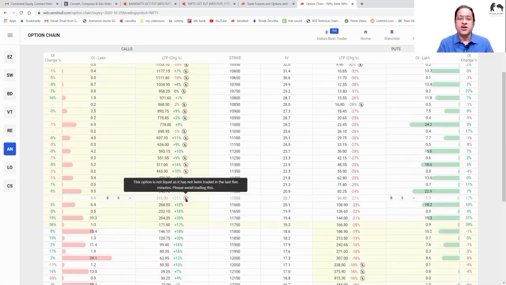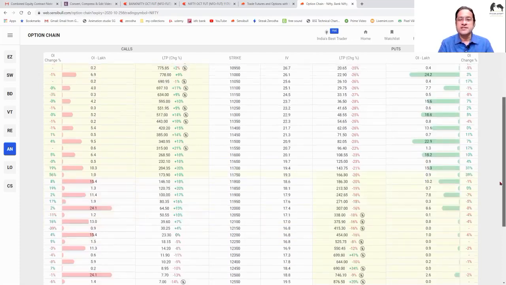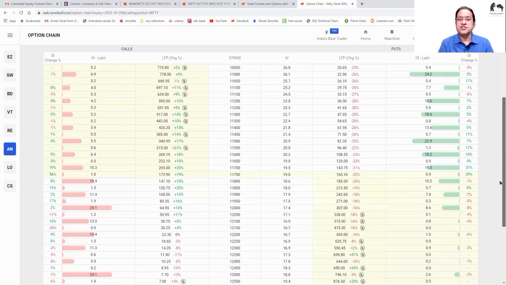Now what does this icon indicate? Whatever we are seeing here, this icon indicates there is no liquidity, there is not enough liquidity. Otherwise, as you can see clearly, these are the various strike prices available.